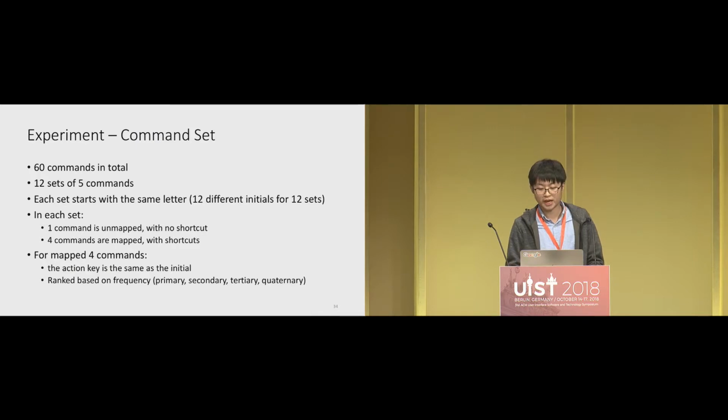In the experiment, we have in total 60 commands divided into 12 sets of 5 commands. Each set starts with the same letter. So there are 12 different initials for 12 sets. In each set, 1 command is not assigned with a shortcut. Other 4 commands have shortcuts and are mapped to the same key as their initial. And they are ranked based on frequency of use as primary, secondary, tertiary, and quaternary commands.